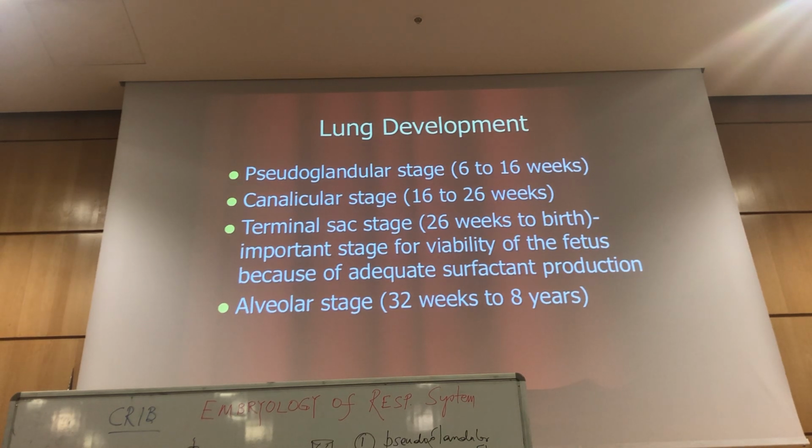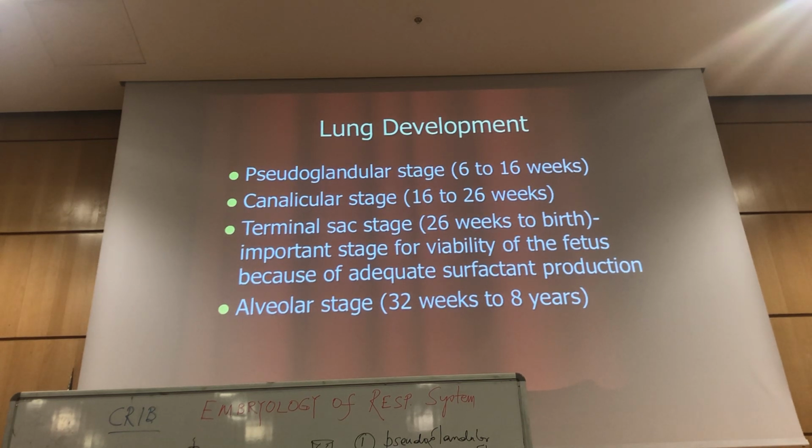The lung development: the pseudoglandular stage, 6 to 16 weeks; the canalicular stage, 16 to 26 weeks; the terminal sac stage, 26 weeks to birth. Important stage for viability of the fetus because of adequate surfactant production. Surfactant is also present over there. 26 to 28 weeks is very good because surfactant starts at 22 weeks, but now it has adequate amount, not number, adequate amount, and adequate number of pneumocyte type 2. So therefore, the lung could expand if the baby is born prematurely.